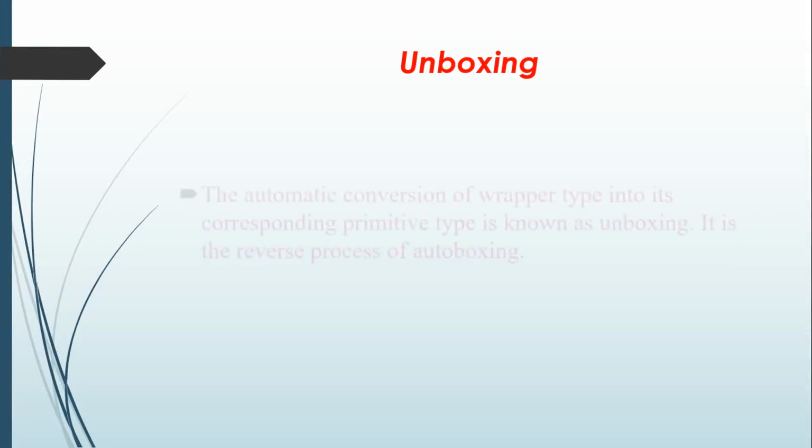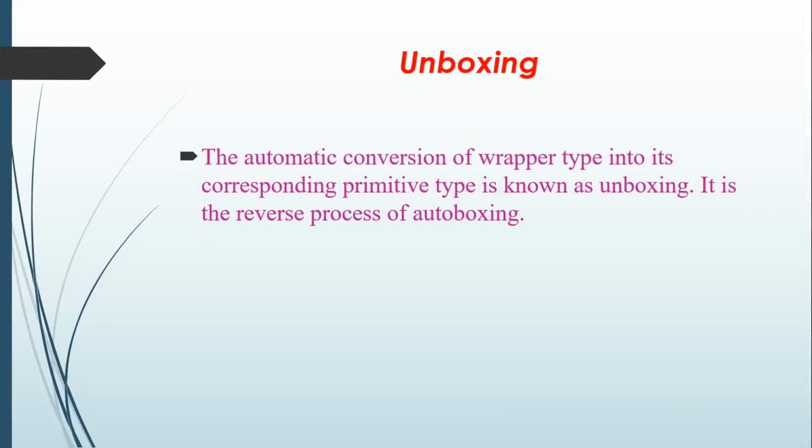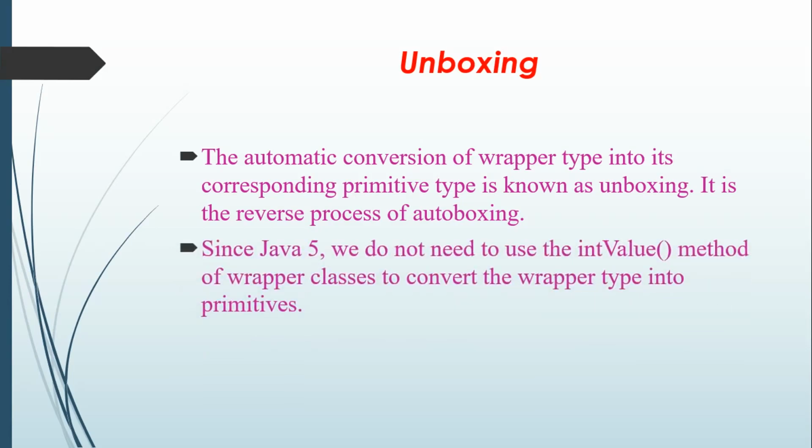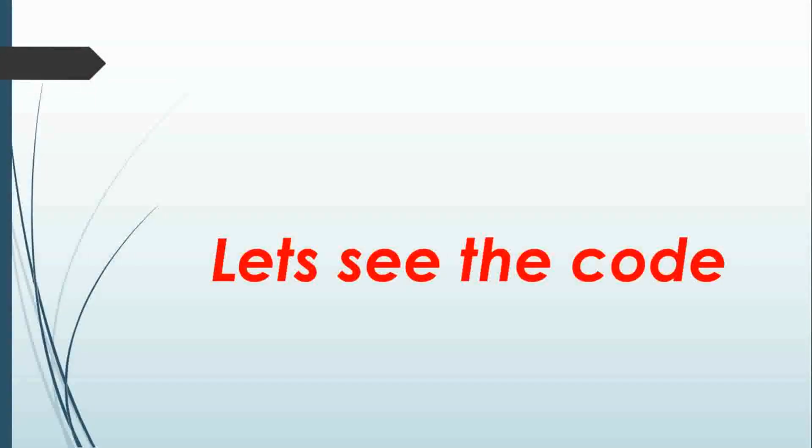Next one is unboxing. The automatic conversion of wrapper type into its corresponding primitive type is known as unboxing. It is the reverse process of autoboxing. Since Java 5, we do not need to use the intValue method of wrapper classes to convert the wrapper type into primitives. Let's see the code and how we can implement the wrapper class in Java.